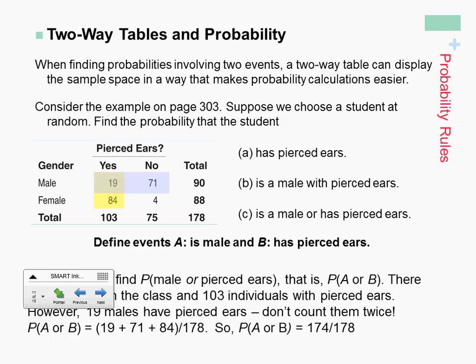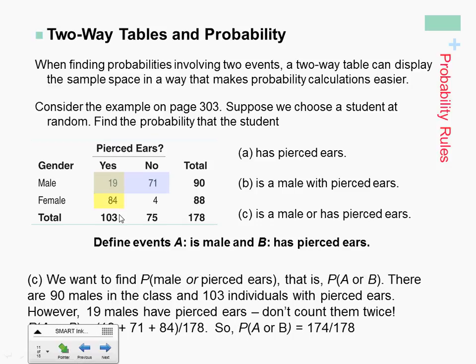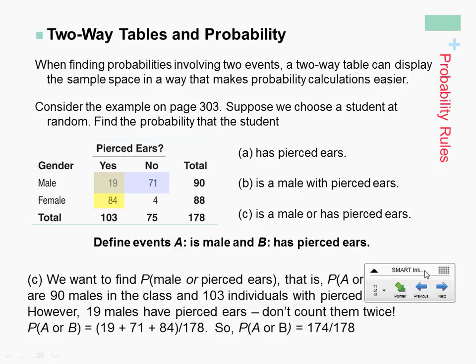What do I like to do? Instead of taking these two, 103 and 90, and then subtracting 19, I like to just add up these three digits right here. If you add up these three digits, you'll get your total. So, what is 19, 71, and 84? It's going to total 174 out of 178.